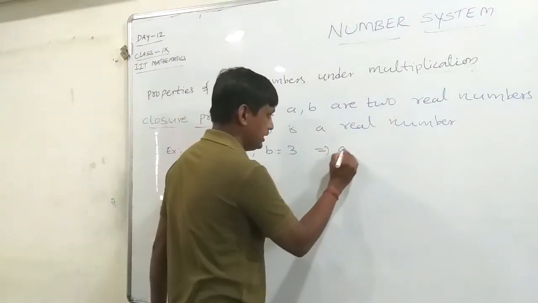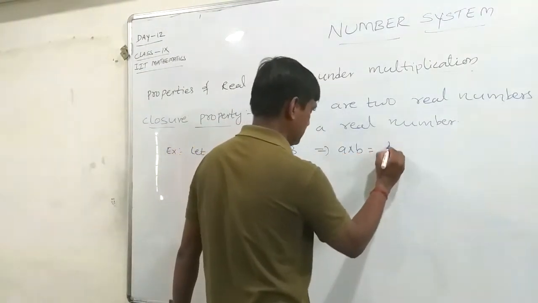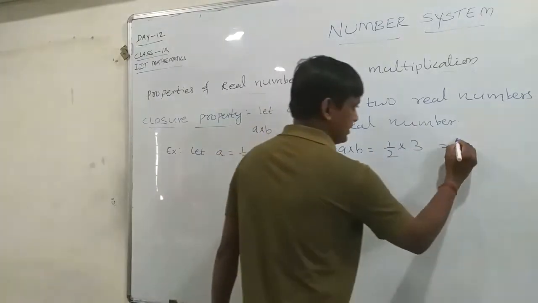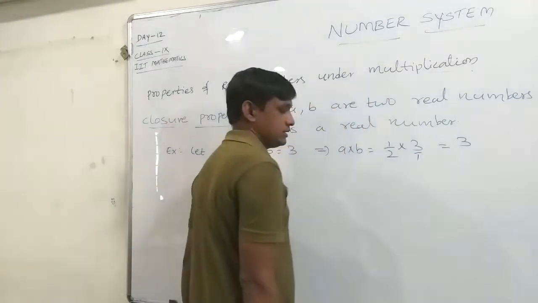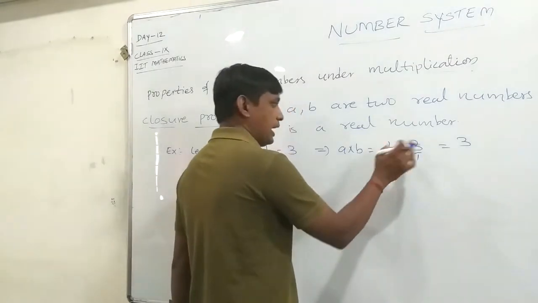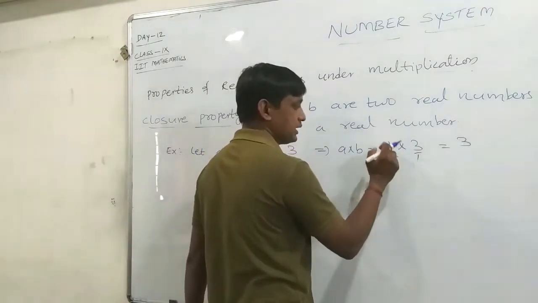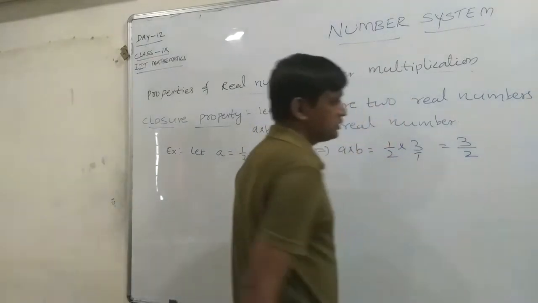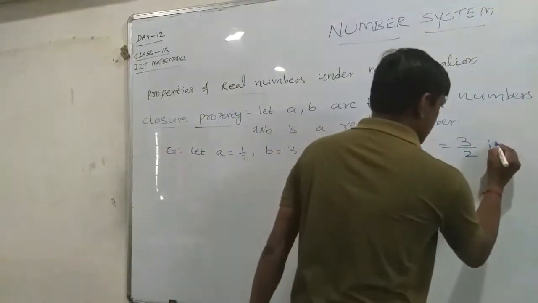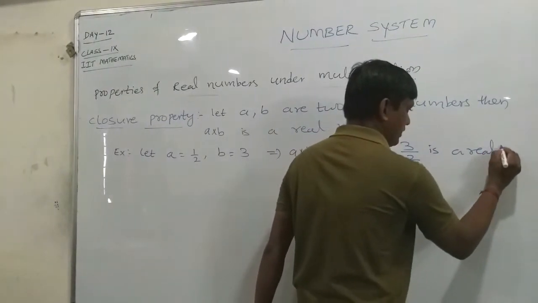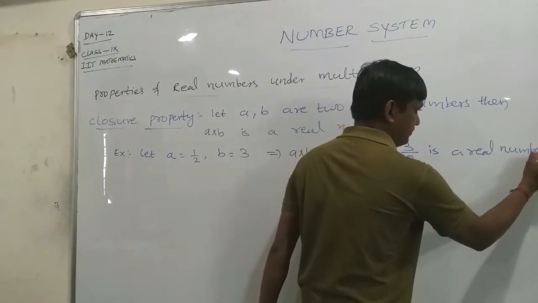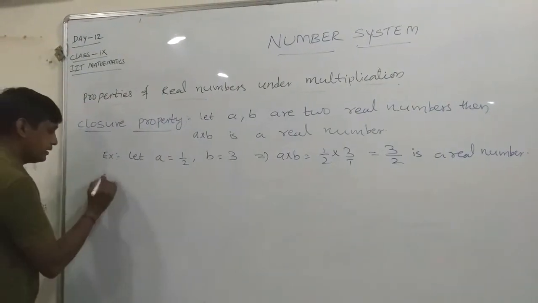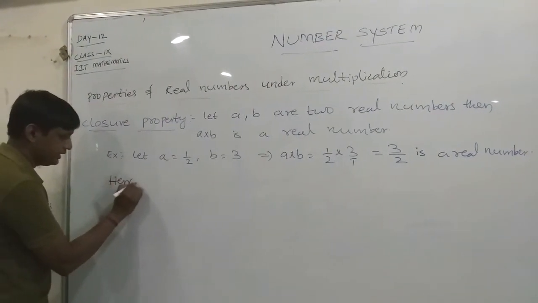That implies a into b is equal to 1 by 2 into 3 equal to 1 into 3 is 3. Here denominator is not there, so I am taking 1. I am multiplying the numerator separately and denominator separately. 1 into 3 is 3 and 2 into 1 is 2. So here 3 by 2 is a real number. Hence, closure property is satisfied under multiplication in real numbers.